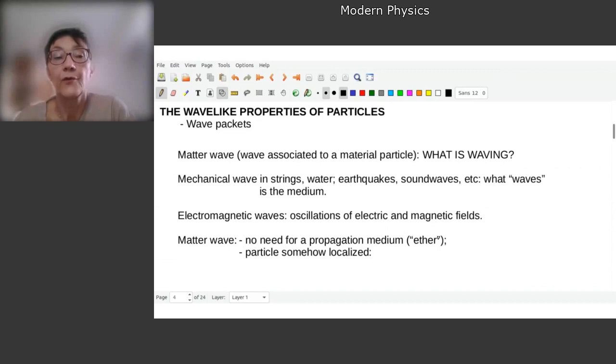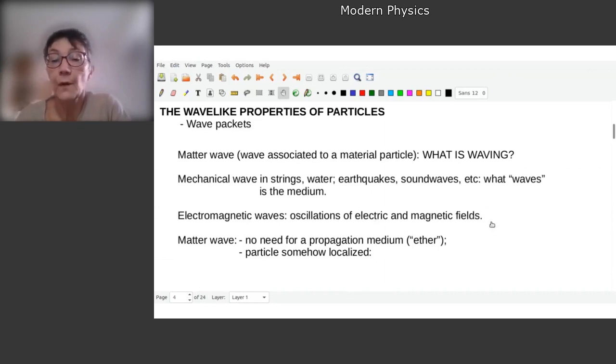But actually, when we have a wave, an electromagnetic wave, or a wave in a string, or in water, or mechanical waves, we know what is waving. We know what is oscillating. For example, for sound waves, the oscillations of some air. You have to have some material medium so the sound can propagate. So these are pressure waves. And in the case of the electromagnetic wave, we know that electric and magnetic fields oscillate.